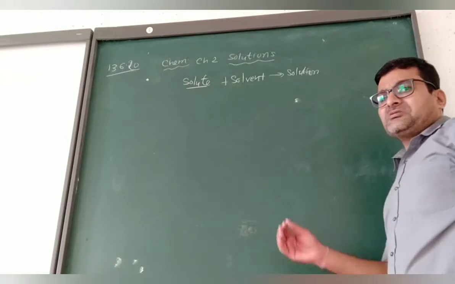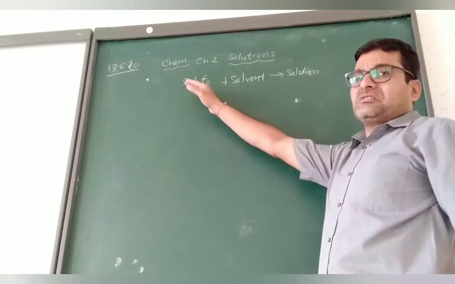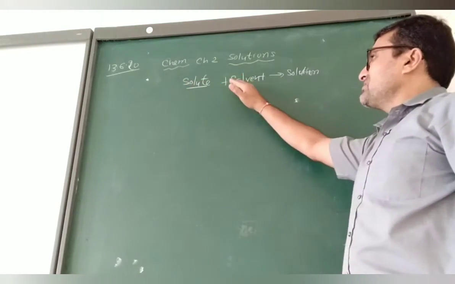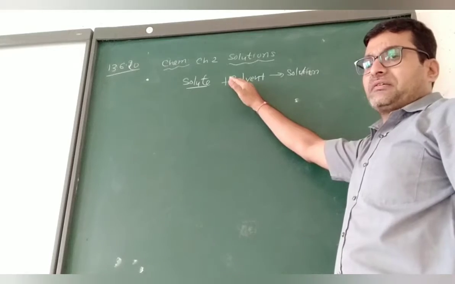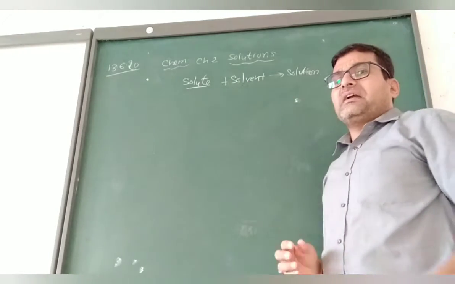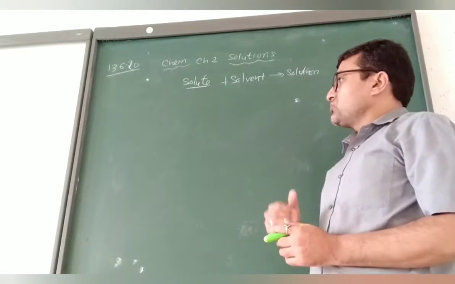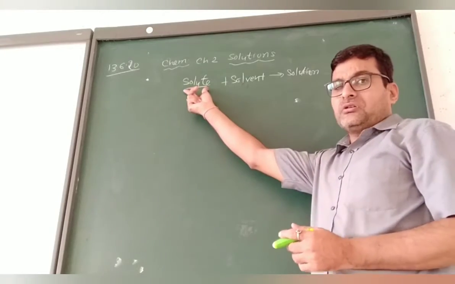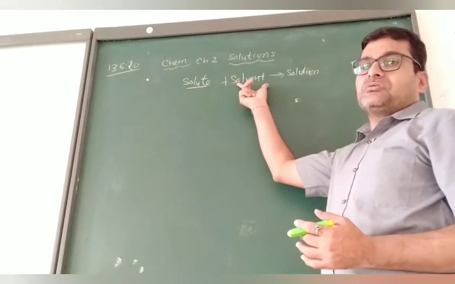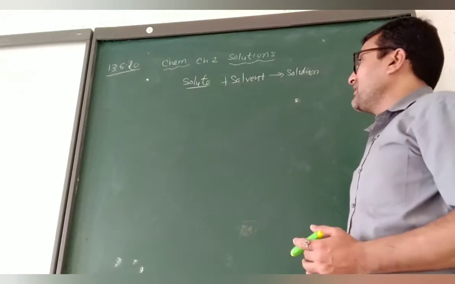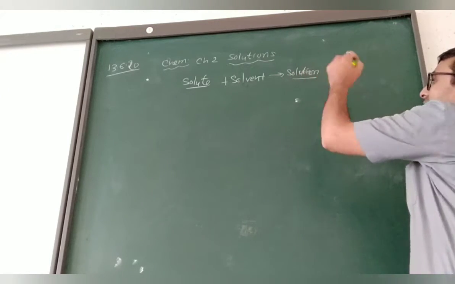The solute is present in the small amount, and the one in larger proportion is called solvent. When sugar is added in the water, sugar or salt is the solute, and water is in the larger amount, so that becomes the solvent. And this makes what? Solution.